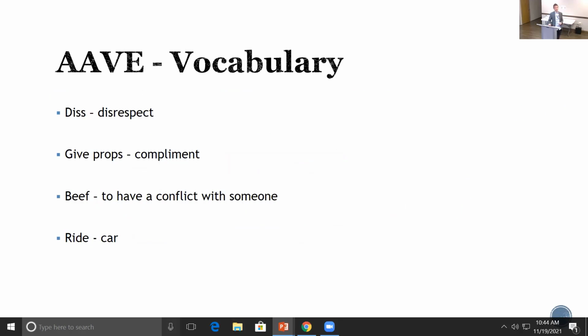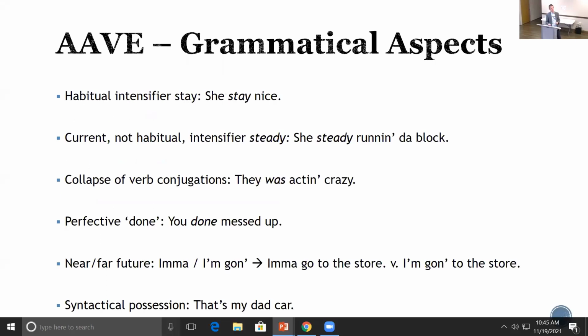The vocabulary is different. These are some fairly straightforward words that have actually leaked over into other forms of English as well. I know I grew up saying this as well. Give props. That was another thing in my vocabulary when I was young, and I still use it as well. A couple of grammatical aspects: habitual intensifier. So she stay nice means that, again, she's nice on a fairly regular basis. Collapse of verb conjugations: they was acting crazy rather than they were acting crazy.